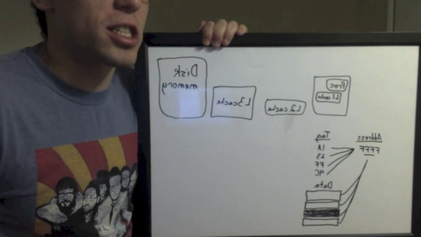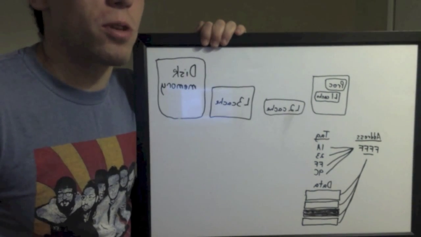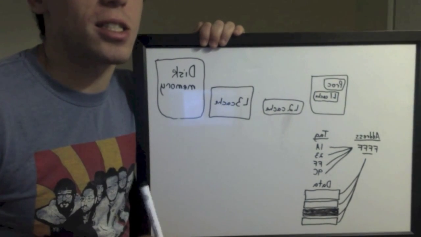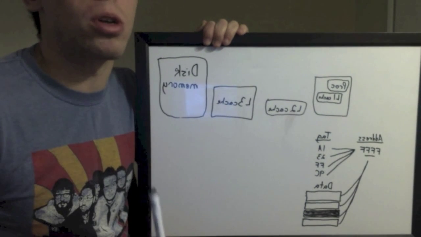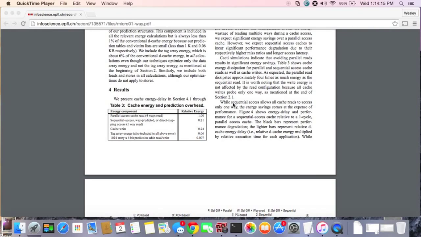Way prediction is more suitable for instruction caches, and selective direct mapping is more suitable for data caches. Let's quickly go through a few figures they have included in this paper, and let's check out how they did.